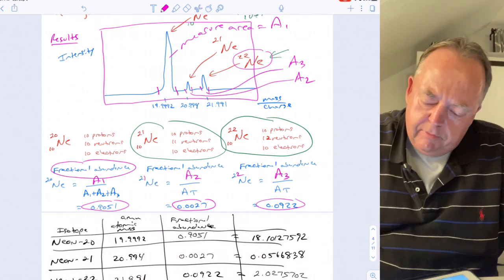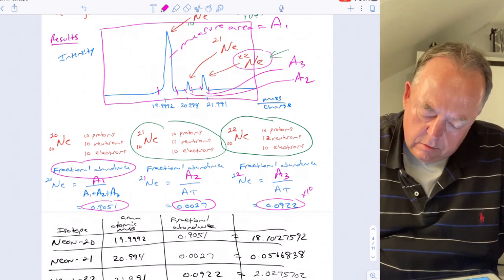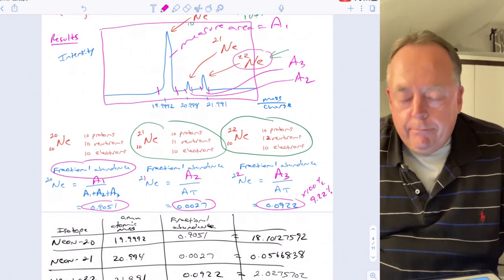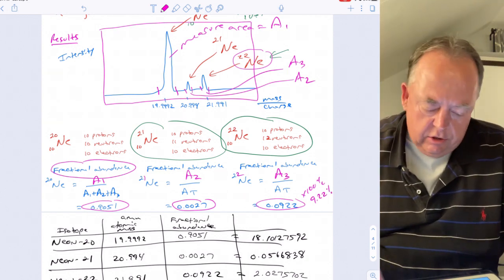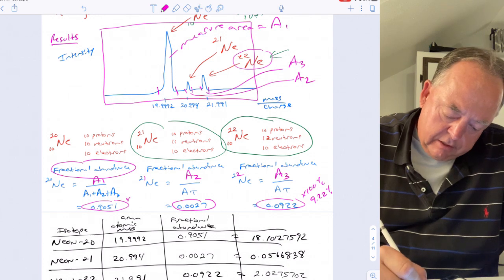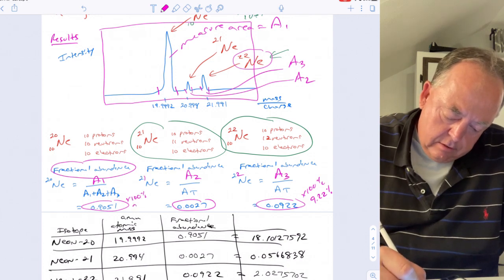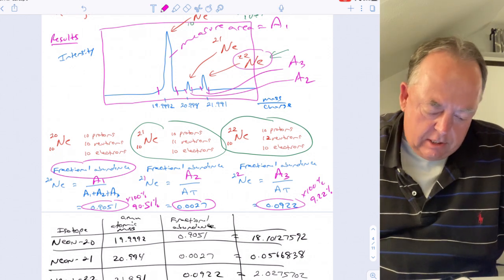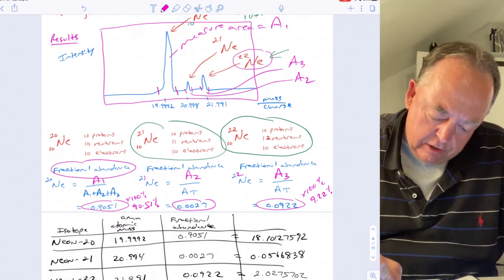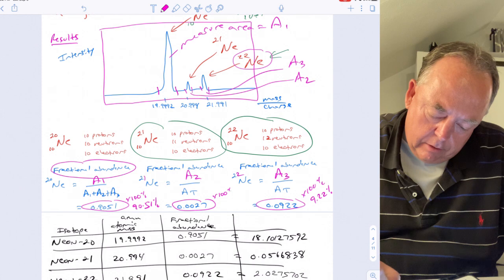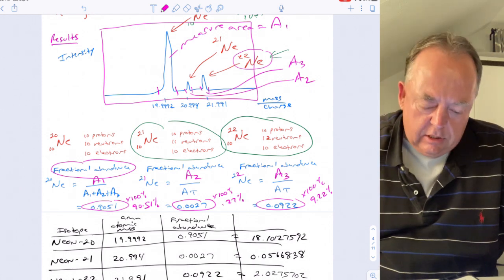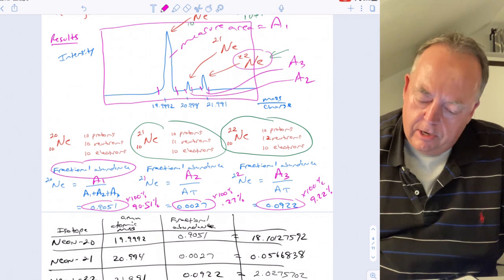So if you multiply these by 100%, right, then there's 9.22% neon 22 in nature. If you multiply this by 100%, then there's 90.51% neon 20 in nature, and if you multiply that by 100%, there's 0.27% neon 21 in nature, right?